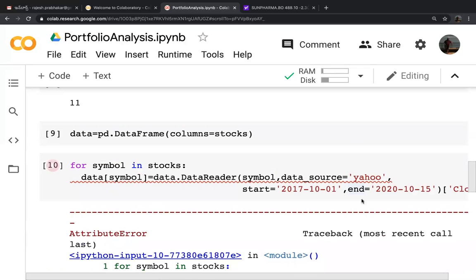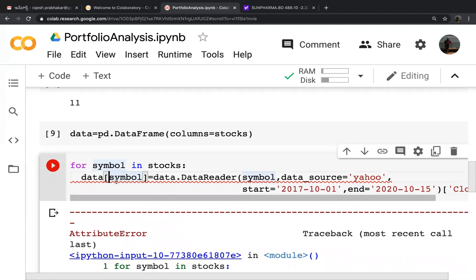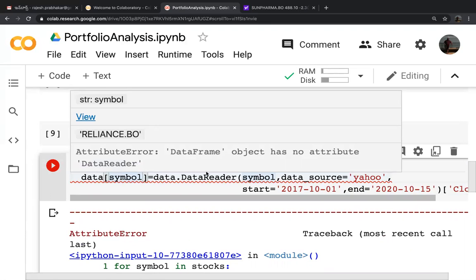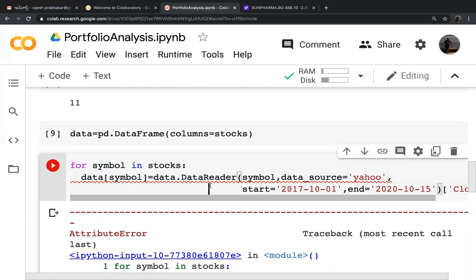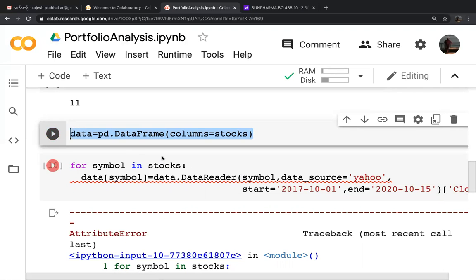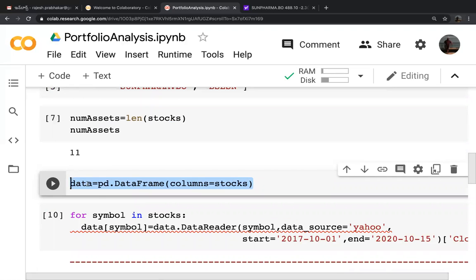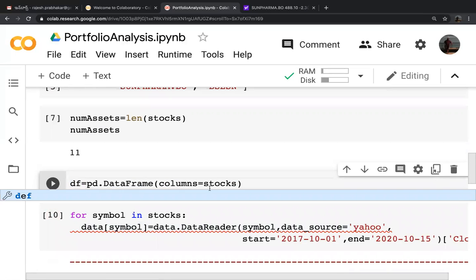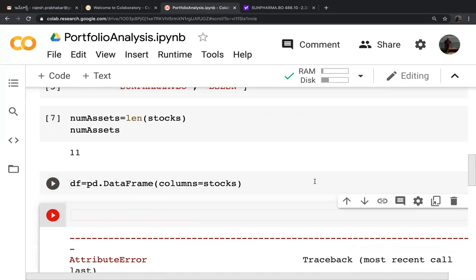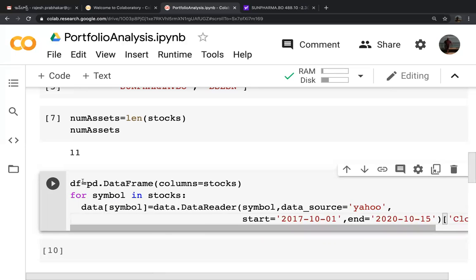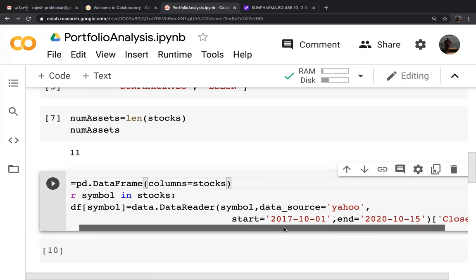Oh, again we got an error. DataFrame object has no attribute DataReader. Okay, I think it is taking it the wrong way. I made a mistake, so we will change the name to DF. That is contradicting with this data and this data. We are using data again and again, so it is getting confused. So DF is equal to pd.DataFrame, columns is equal to stock. Then instead of data[symbol], it will go into DF[symbol] is equal to data.DataReader with symbol and the data source and close. Now it will work.